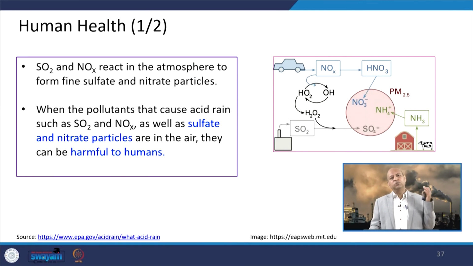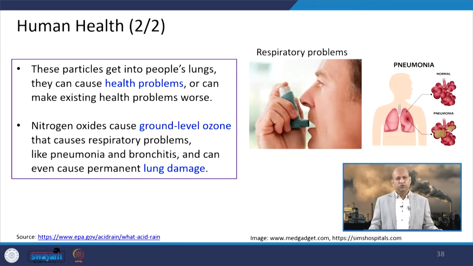Well, then when we come to the human health aspect, then again because of the toxic nature of sulfur dioxide and NOx, when we inhale, they damage our respiratory system, and those secondary aerosols, because of these sulfate and nitrate particles, are again part of these respiratory related issues. Okay.